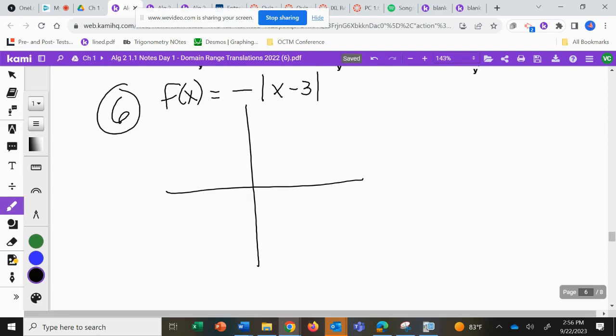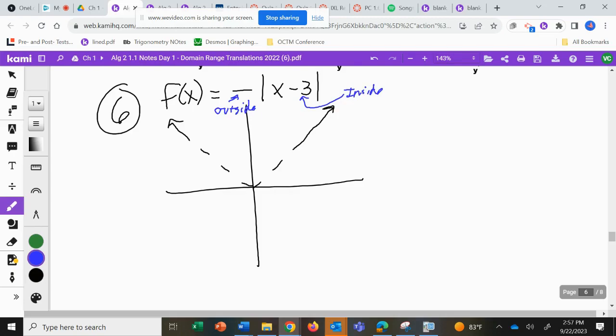So we start and we say that's absolute value. What's absolute value look like? Absolute value looks like a v. Dash it, because this is the parent function. Now, I have two things happening. So one of them is this negative sign. Is this negative sign on the inside or the outside? Okay. So that means it's up and down. This minus 3 is on the inside. That means it's left and right.